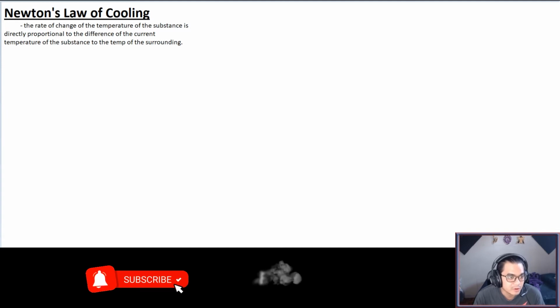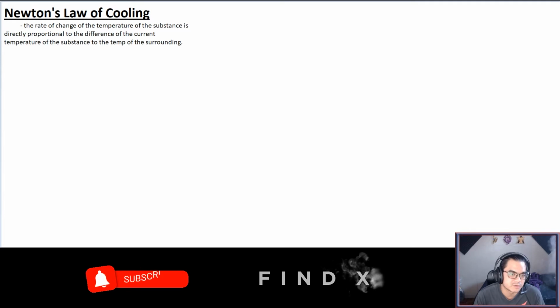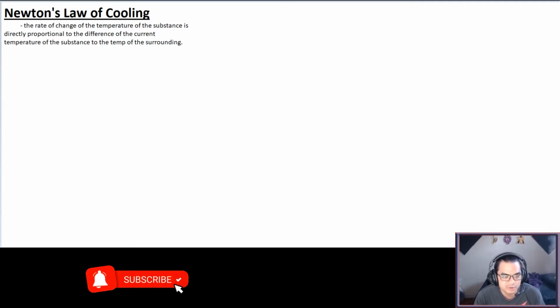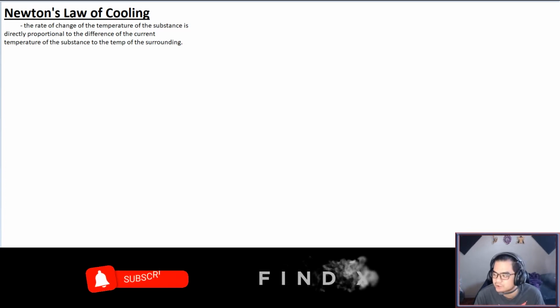Okay, so moving on. So the rate of change for Newton's law of cooling, the rate of change of the temperature of the substance is directly proportional to the difference of the current temperature of the substance to the temperature of the surrounding. So I know the wordings are quite confusing, but I'll help you through it.